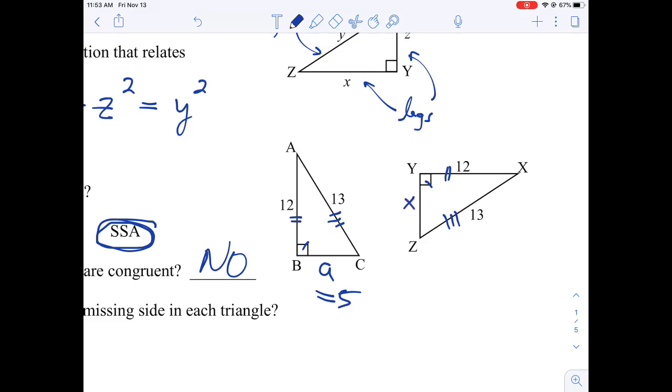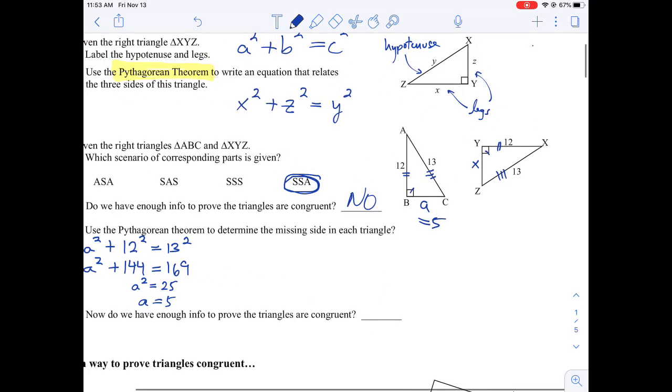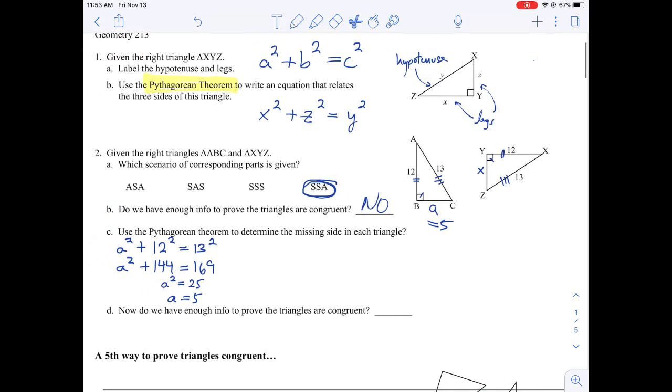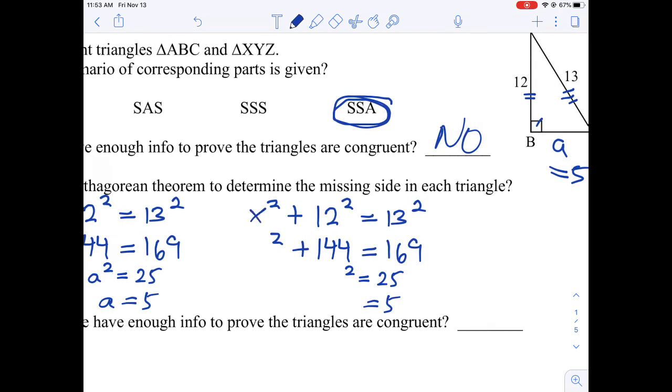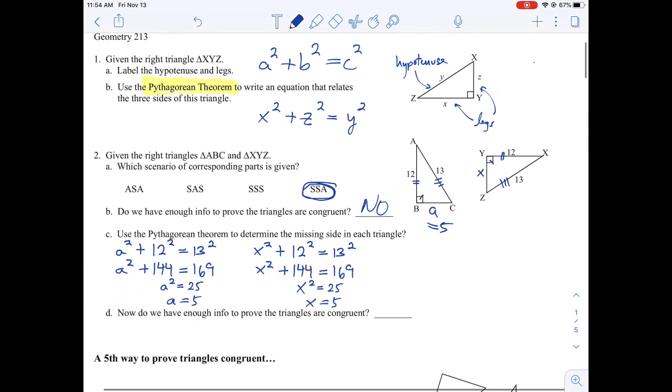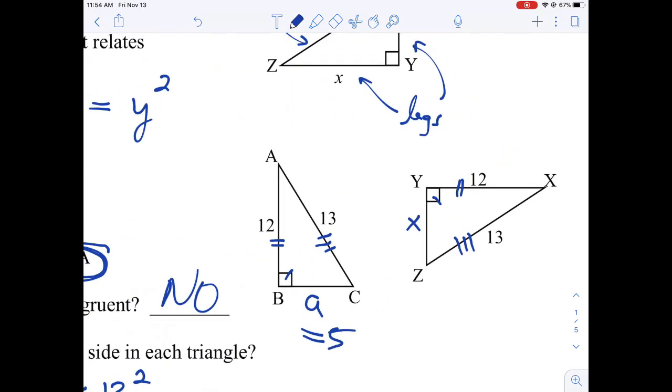And then if we try to do it on the other triangle, where let's call this side length X, hopefully you would see that you should get the same length, but I'll show the work anyway. I'll just copy this work that I already did and change everything that was an A to an X. So X squared plus 12 squared equals 13 squared, and all the way down to where X equals 5. So awesome. We now know that these two sides are equal to 5.